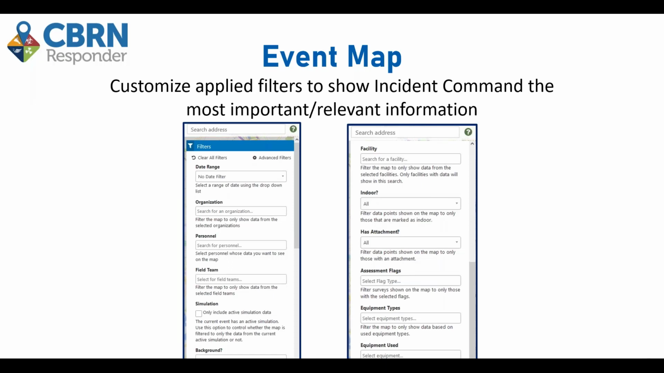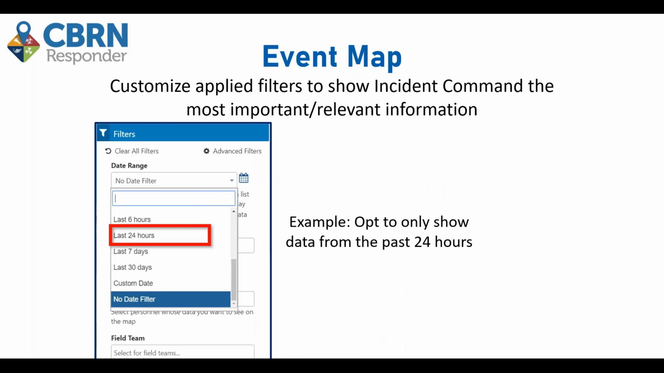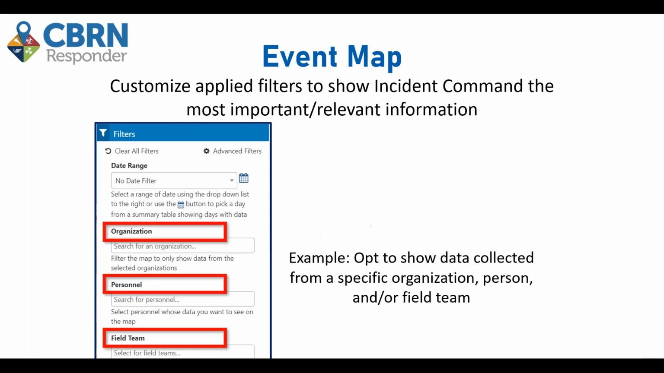So in the filters, I can customize, similar to how I did on the data tables, to show the specific or most relevant information to me. So if I want to only see data for the last 24 hours, I can choose that date range filter. And then I can break this down even further to select the personnel, field team, organization of the data I want to view.